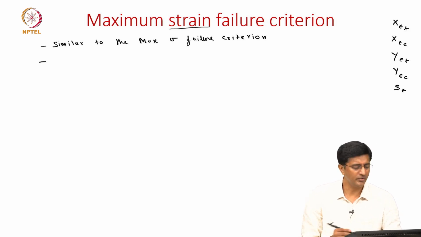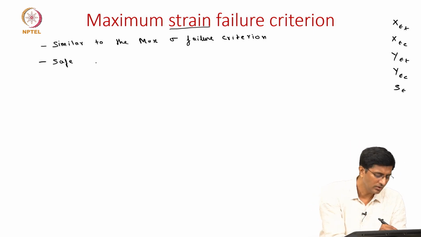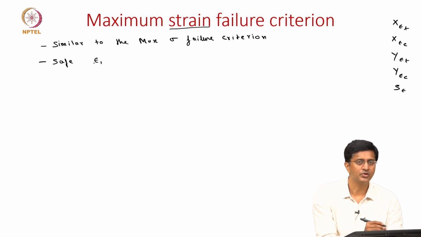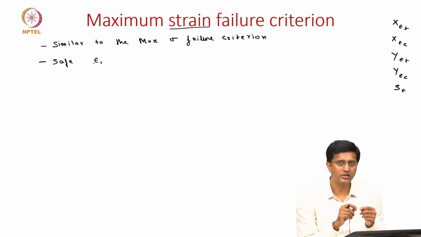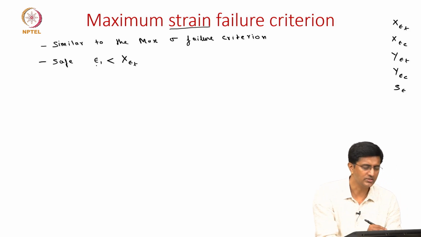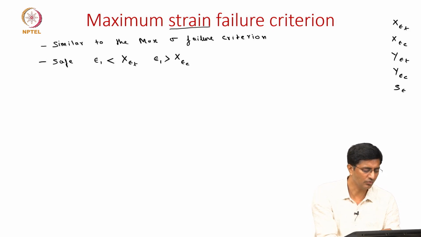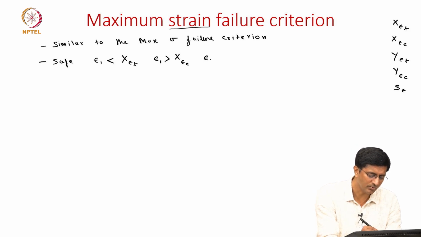So here, how do we define failure? We say something is safe if the corresponding strain, here it is epsilon 1, which we will now find out, the strain along the fibers, is less than the critical value, which is X epsilon t. But this strain can also be because of compression. So another expression we need to write is epsilon 1 should be greater than X epsilon c. So now we have taken care of both tension and compression. Similarly, perpendicular to the fibers, epsilon 2 should be less than the corresponding failure strain.